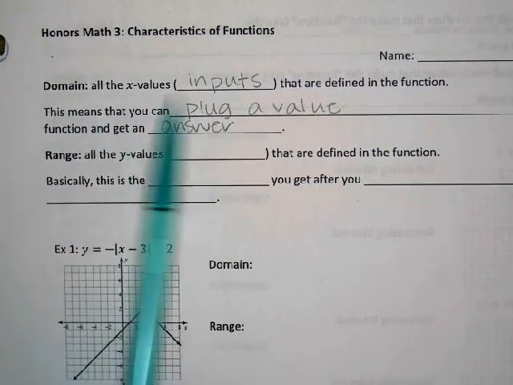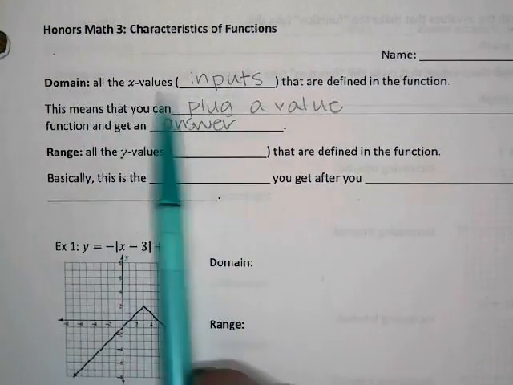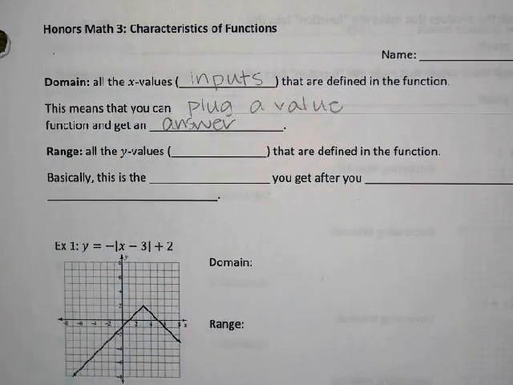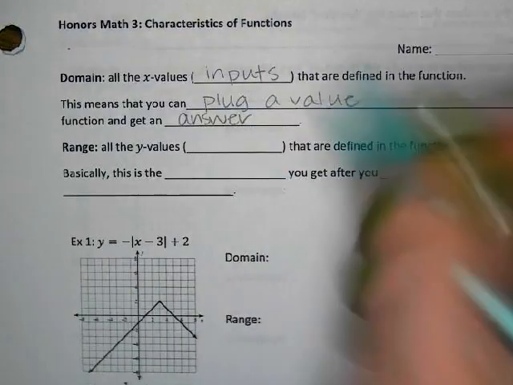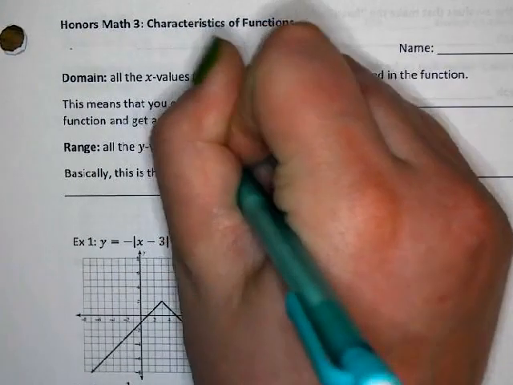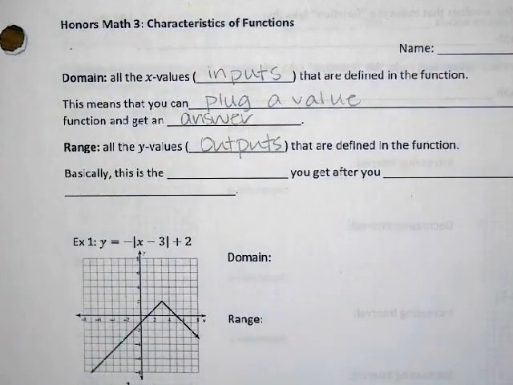So domain are all the inputs that you're allowed to plug into a function that will spit out an answer on your calculator. That's the domain, the x values. We always think of this as, if I look at the graph, it's how far left and right I can look on the graph. Okay, x values, left and right. The range is all of the y values or the outputs that are defined in the function.